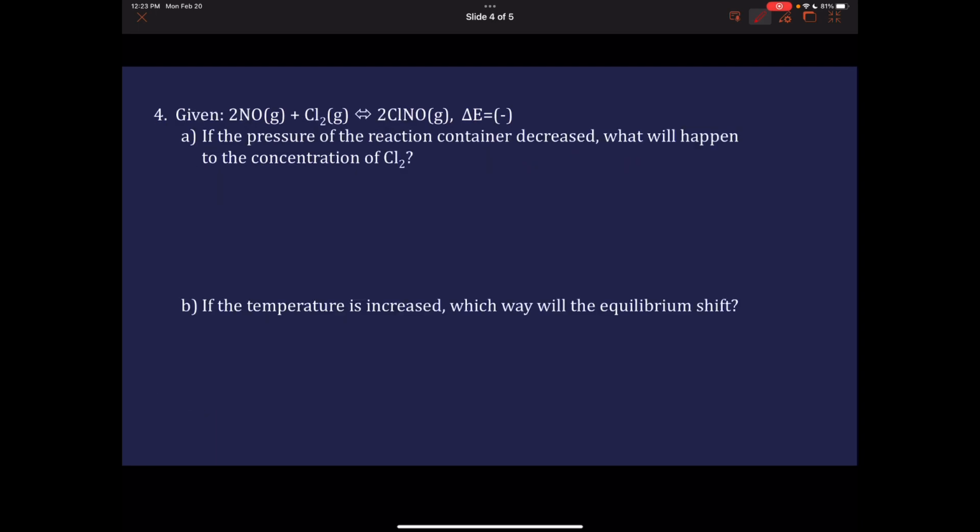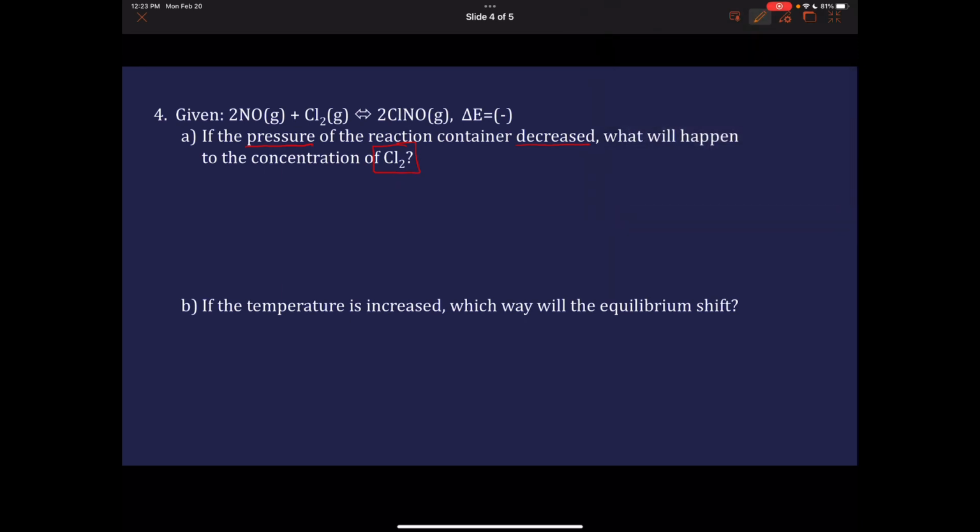Now moving on to our next problem. We've got this reaction of nitrogen monoxide gas with chlorine gas to produce 2ClNO. And we're asked, if the pressure of the reaction container decreased, what will happen to the concentration of the chlorine? So if we're talking again about pressure or volume changes, we've got to look at our moles.